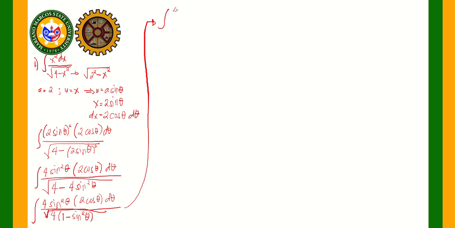So, this will be equal to 4 sine squared theta times 2 cosine theta d theta all over square root of 4 is 2. And then square root of 1 minus sine squared theta. So we can cancel this one. Yan na lang. Okay, so we will be left with 4 sine squared theta d theta all over 1 minus sine squared theta.